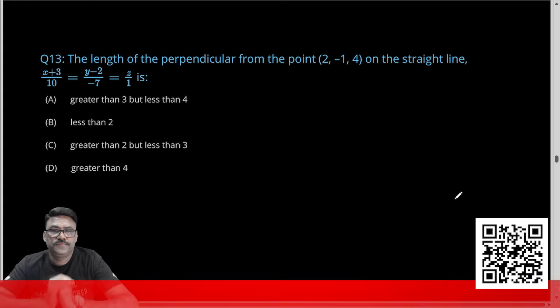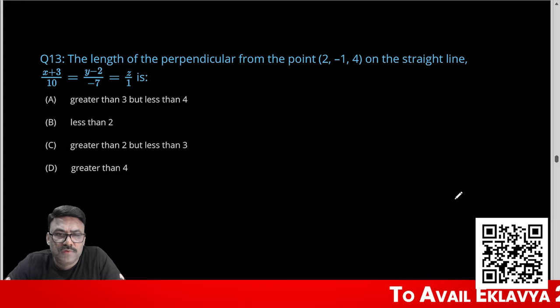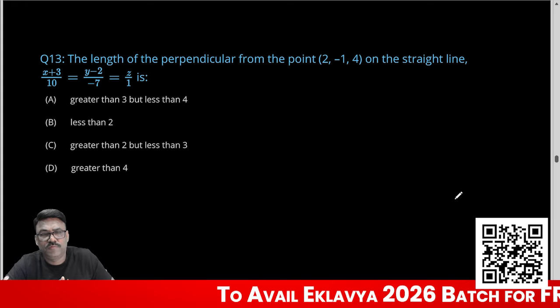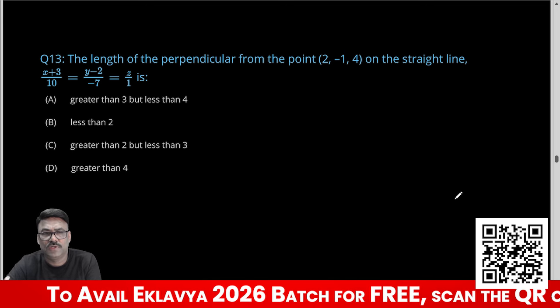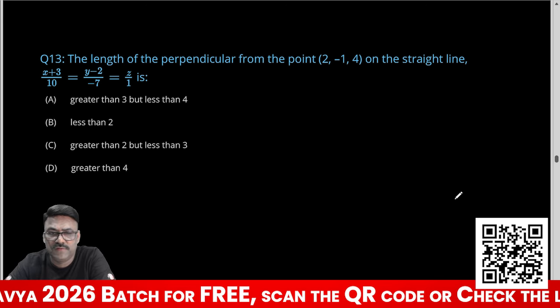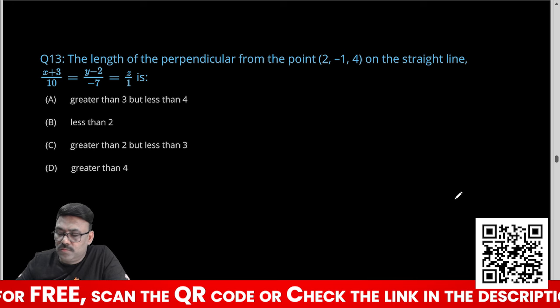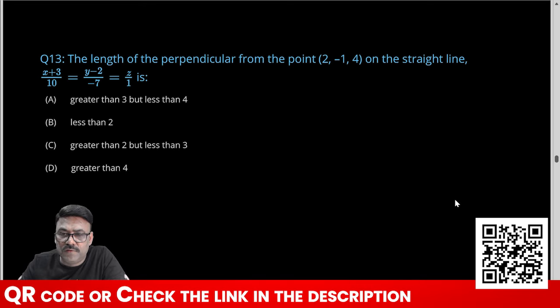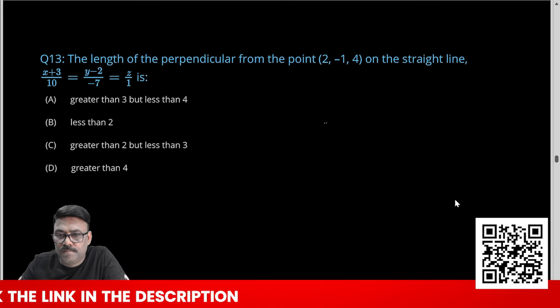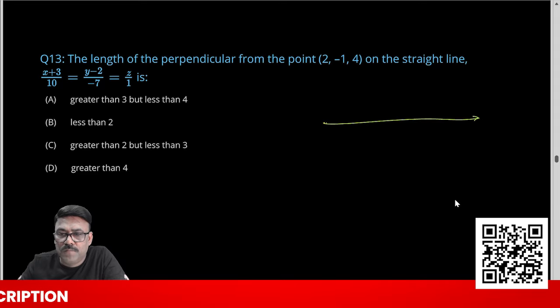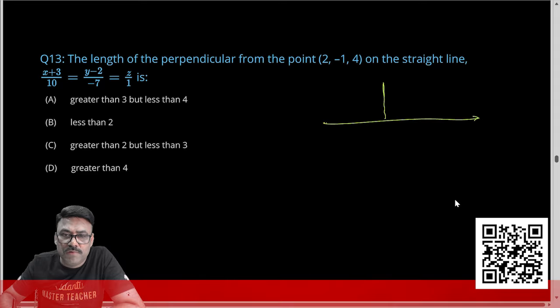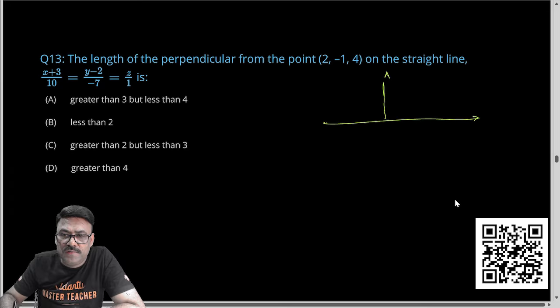See this question. This is from 3 dimensional geometry. The length of the perpendicular from the point (2, -1, 4) on the line (x+3)/10 = (y-2)/(-7) = z/1. So you are given a line here, and on this line you are drawing a perpendicular from the point, let's say A, (2, -1, 4). And the foot of the perpendicular is, let's say, P. P is on this line.